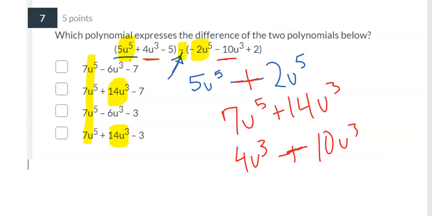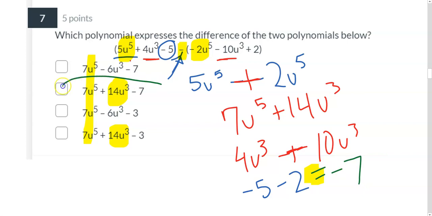And then I've got a negative 5. If I'm looking at just my 5s here, I've got a negative 5 subtracting a 2. Two negatives just give you more debt. You're taking a 2 away from what was already a negative 5. That's going to give me negative 7. So I'm looking for the answer that has a negative 7. Well, this one is the only one that has the negative 7 that I need.